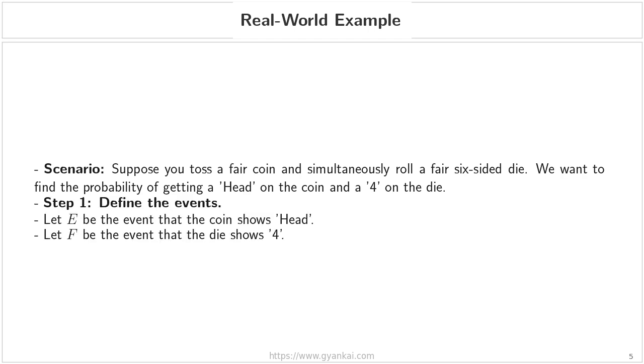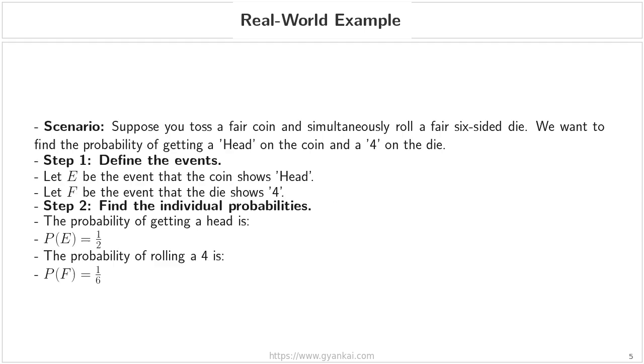To solve this systematically, let's follow 3 clear steps. Step 1, we need to define our events. Let's assign the letter E to represent the event where the coin shows head, and let's use the letter F to represent the event where the die shows a 4. Step 2, we need to find the individual probabilities for each event. For the coin, the probability of event E, which is the probability of getting a head, is 1/2. For the die, the probability of event F, which is the probability of rolling a 4, is 1/6.